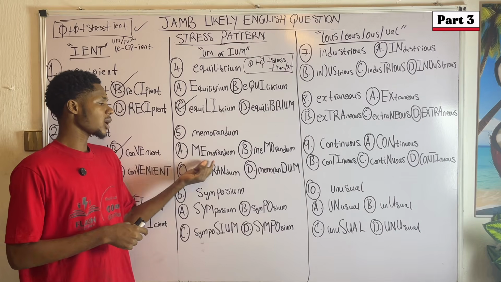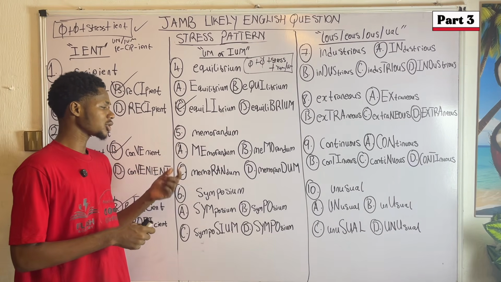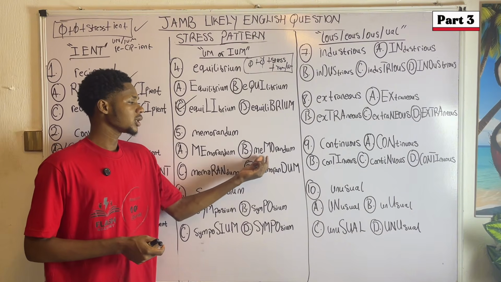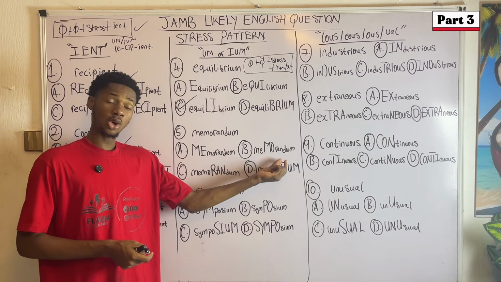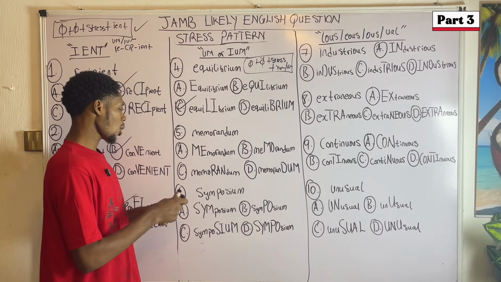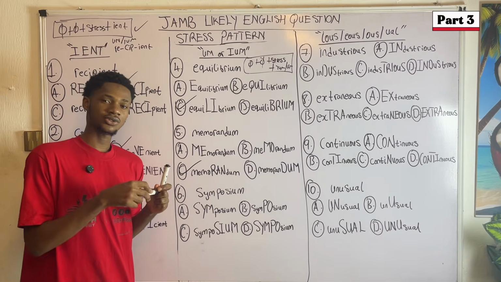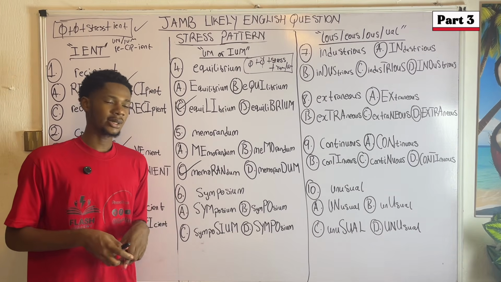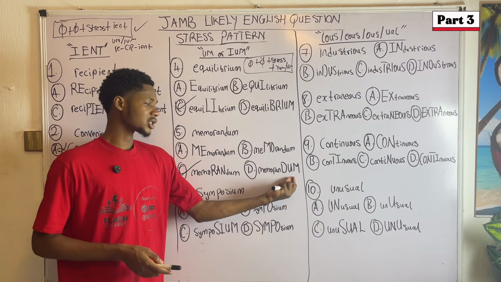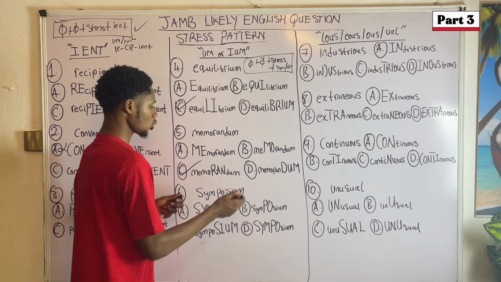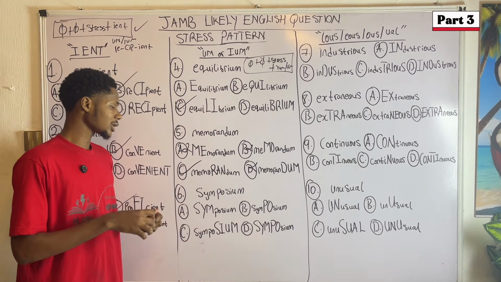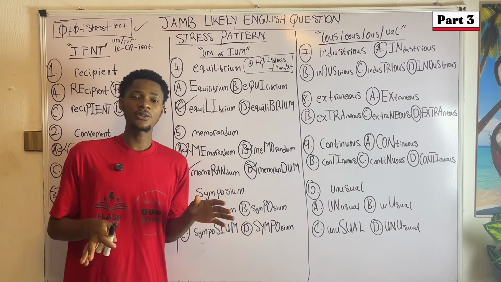Okay, so having memorandum with ME stressed, this one is wrong. Why? Option B, memorandum with MO stressed, also wrong. Option C, memorandum with RAN stressed. That shows option C is the answer because they are stressing the second to the last syllable. And option D, memorandum with DUM stressed. We're not stressing the last syllable in this case. So option D, option B, and option A are all wrong, leaving us with the correct answer of option C. Very, very easy.